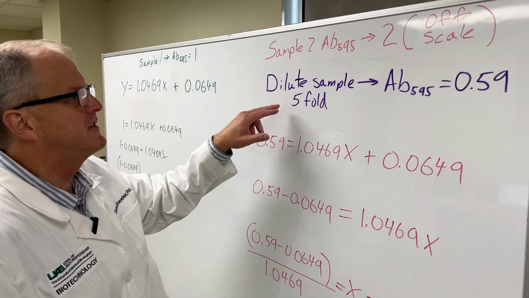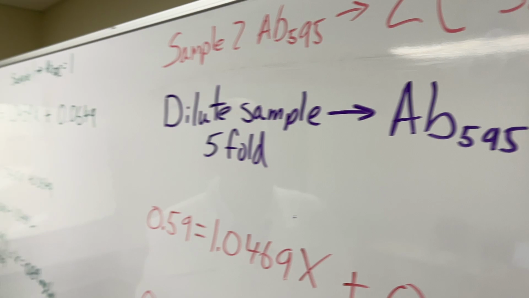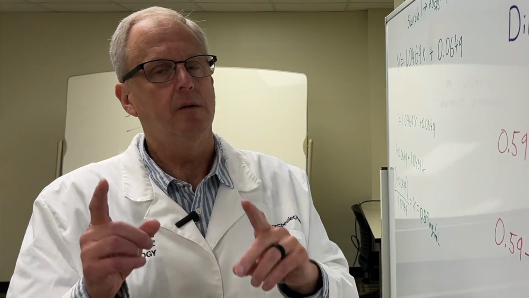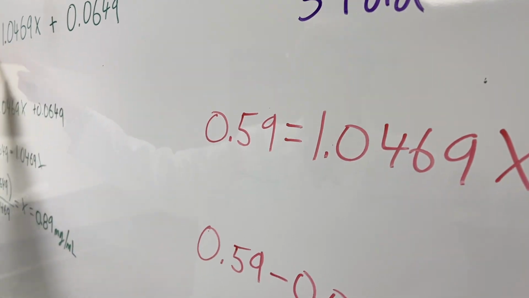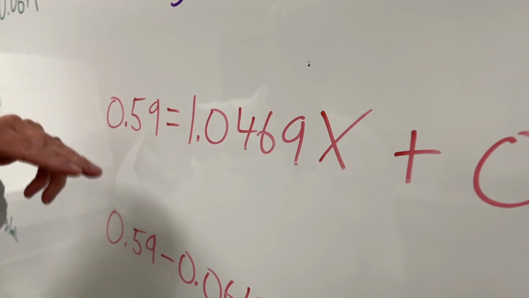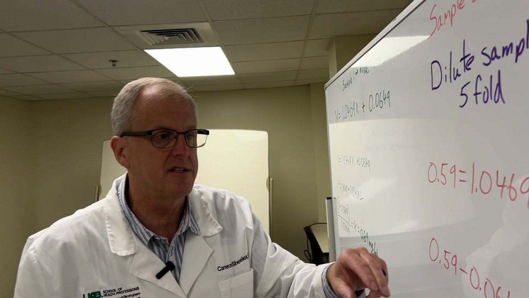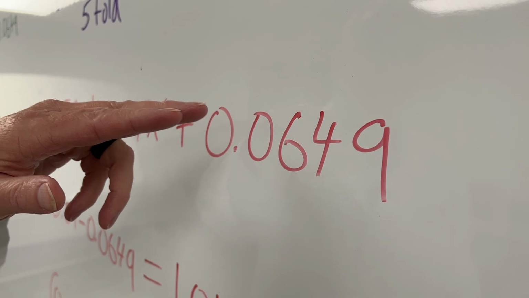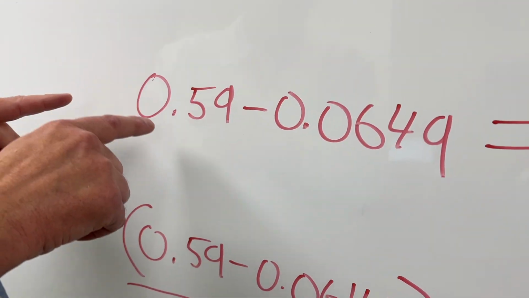I actually diluted this 5-fold, and now the new absorption is 0.59. And you're gonna go, now what? Well, we're going to do the exact same thing. We're going to plug it in for y. Remember y, the absorption axis. We're going to put 0.59 equals 1.0469x, which is the x-axis, plus 0.0649.